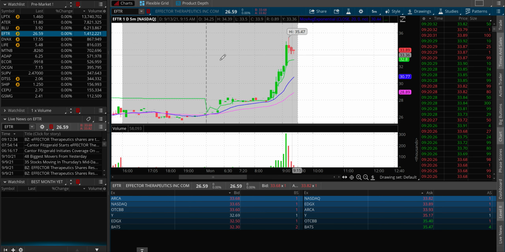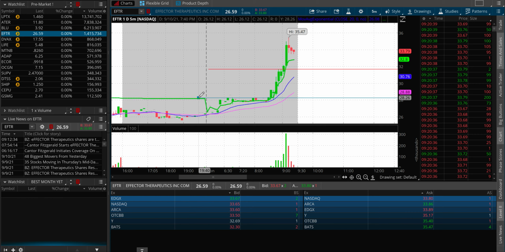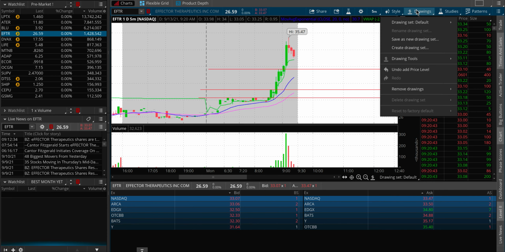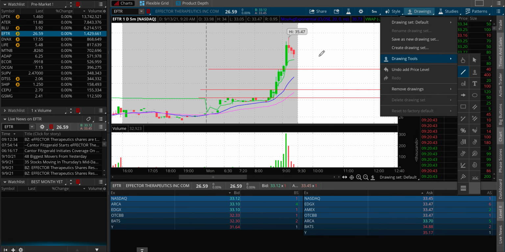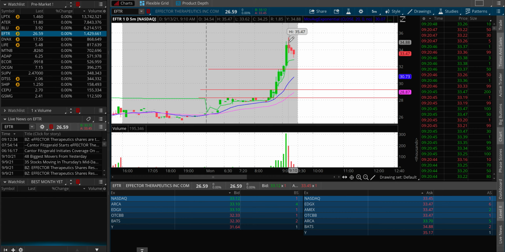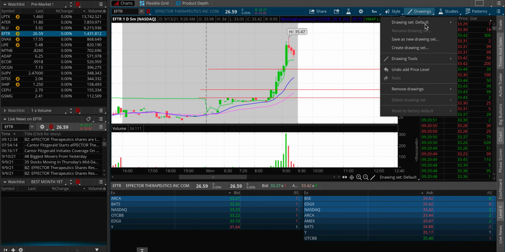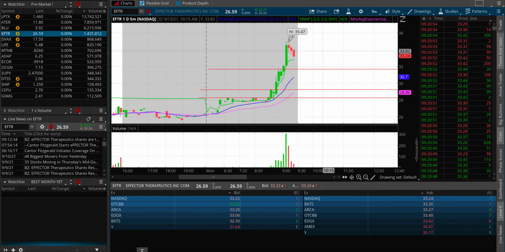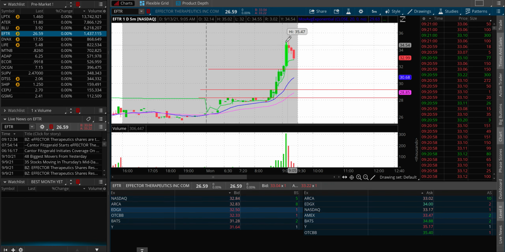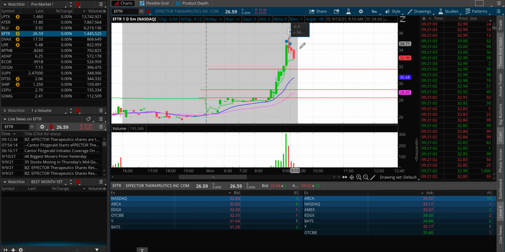It's forming a nice flag here. So let's first just mark these levels of support and resistance. And then we're just going to mark this flag as well. No, it's not working for me. Okay, thanks. I don't know why. Maybe because I'm doing this stream, my computer is all messed up.